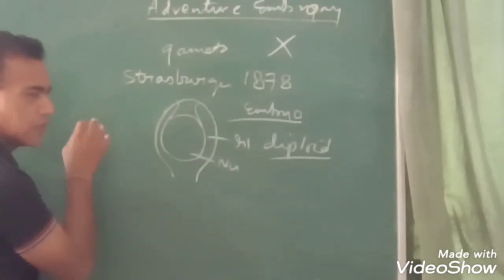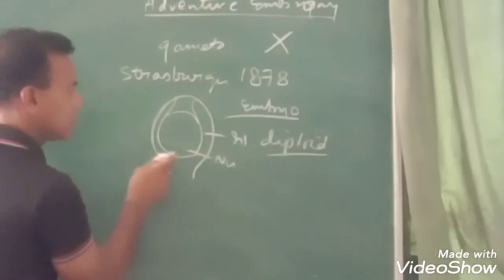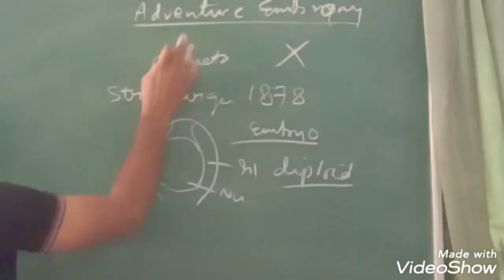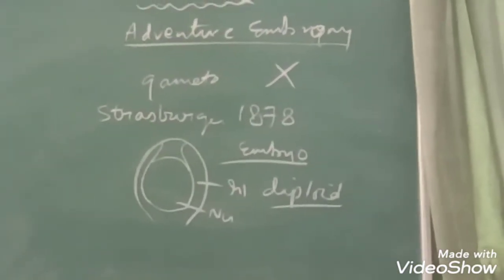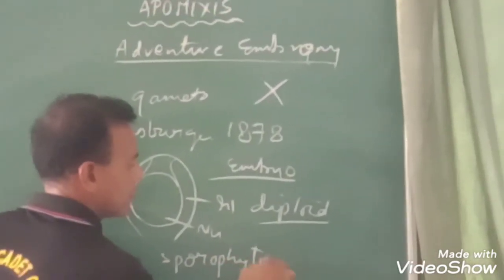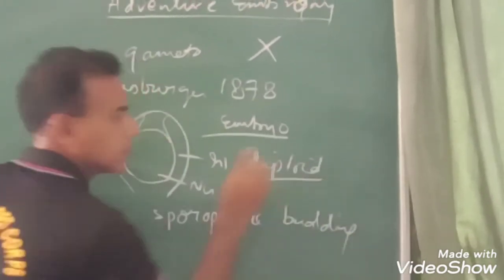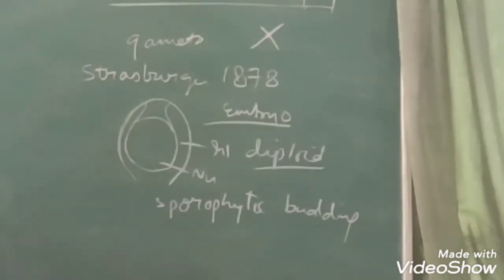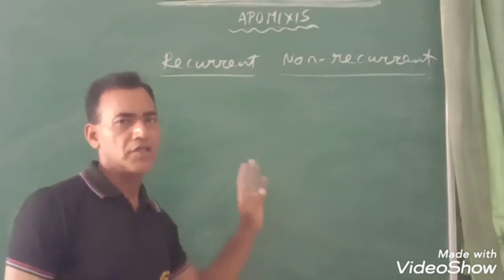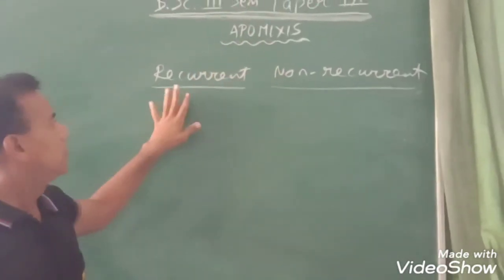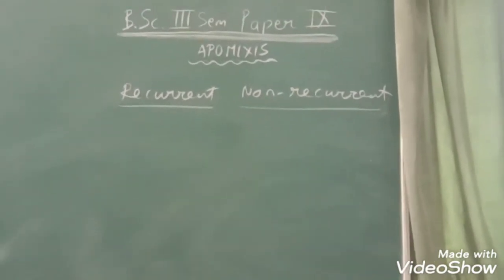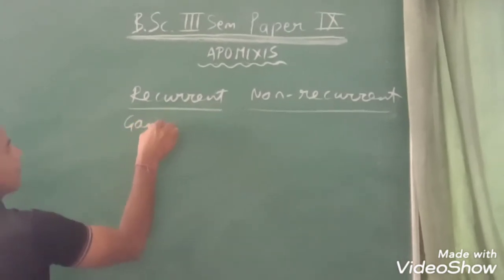In apospory, there was formation of embryo sacs. Here in this case, there is no additional embryo sac formation. That adventive embryony is a type of sporophytic budding, and it has been mostly reported in case of citrus. Some more technical terms that we use in apomixis: recurrent and non-recurrent apomixis. The recurrent is also known as gametophytic apomixis.